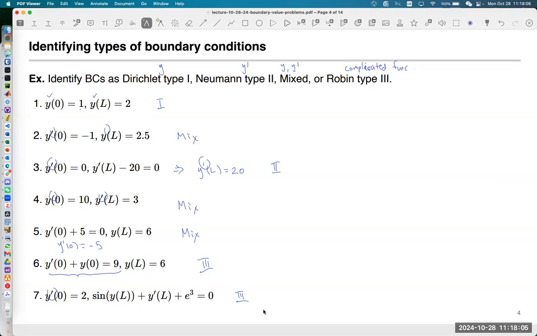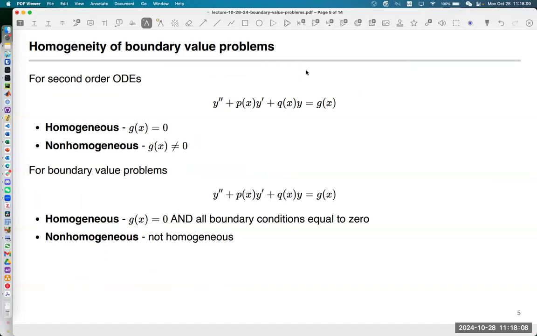Okay, so now we identified 4 different types of boundary conditions. We can also look at the homogeneity of the boundary value problems. So previously, for second order ODE, we have a general form. When we know that g of x is equal to 0, it is homogeneous. And when it's not equal to 0, it's not homogeneous. And similarly, for boundary value problem, we can also define that with an extra condition. So first, we look at g of x if it's equal to 0. If it is equal to 0, we also look at if all the boundary conditions will equal to 0. So that means that we have to have y of 0 is equal to 0 and y of L is equal to 0 for type 1 boundary condition.